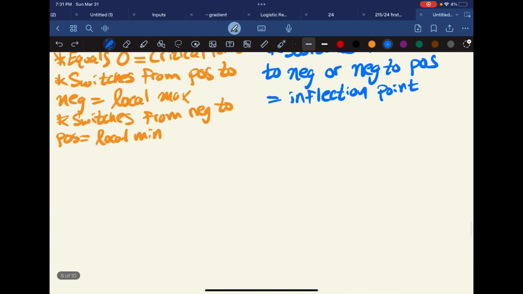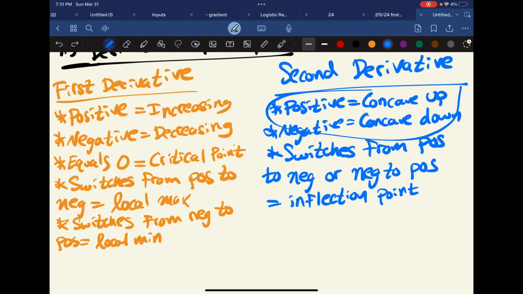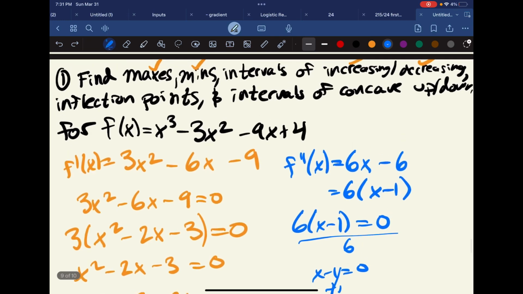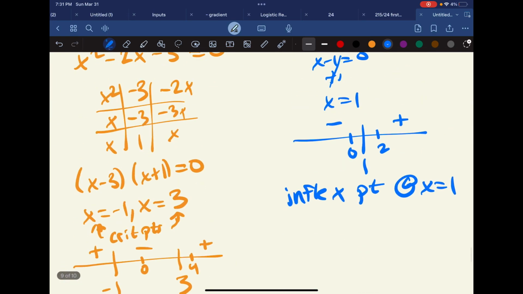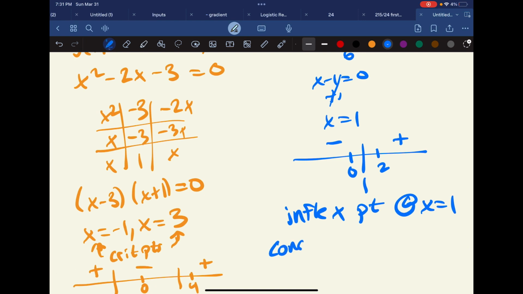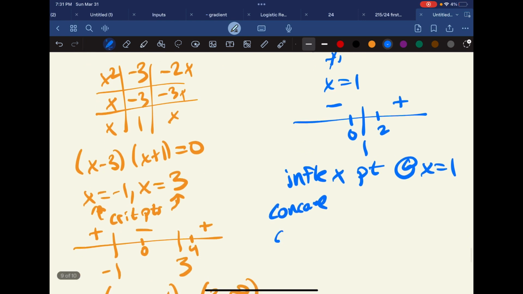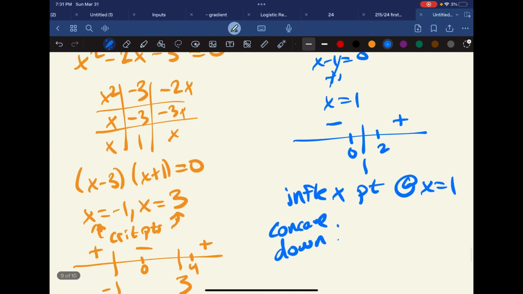And now, how we had our intervals of increasing and decreasing here, we also have intervals of concave up and concave down that we need to figure out. So let's go ahead and mark off our inflection points. All right, so now we are concave down where our second derivative is negative. Think about it, negative, down, makes sense, right? So that's going to be from negative infinity all the way up to 1.